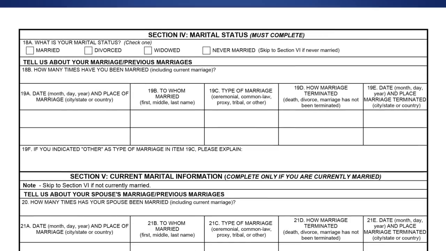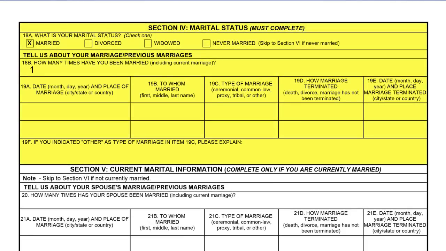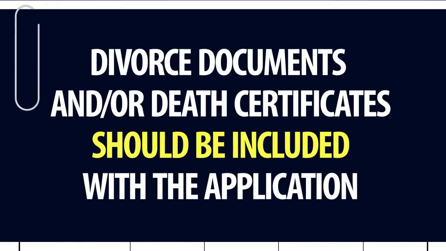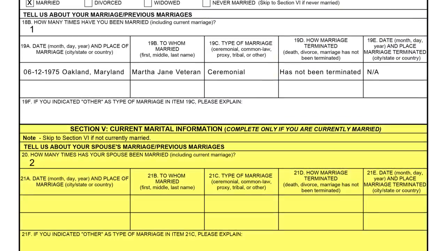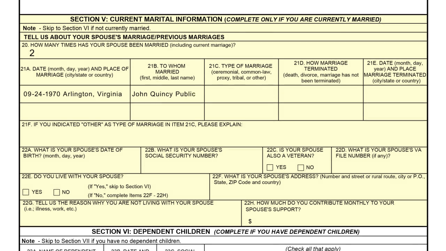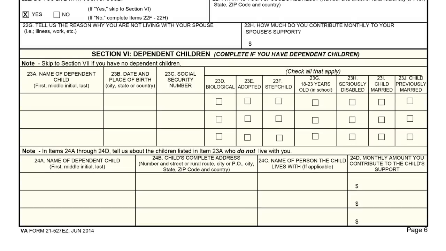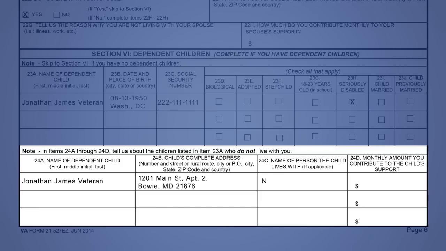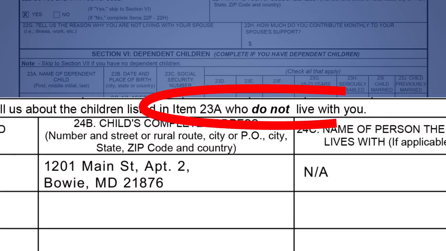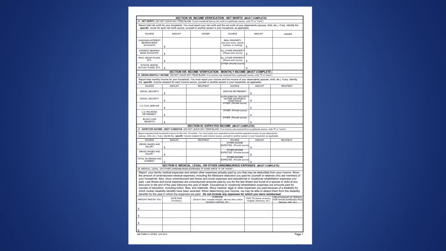You are then asked to fill out your marital status in Section 4. If you have been divorced or your spouse is deceased, divorce documents and/or death certificates should be included with the application. Section 5 contains current marital information. If you are not currently married, skip Section 5 and move on to Section 6, which asks for information on dependent children if you have any. Items 24A through 24D in Section 6 must be filled out for any dependent children listed in 23A that do not live with you.